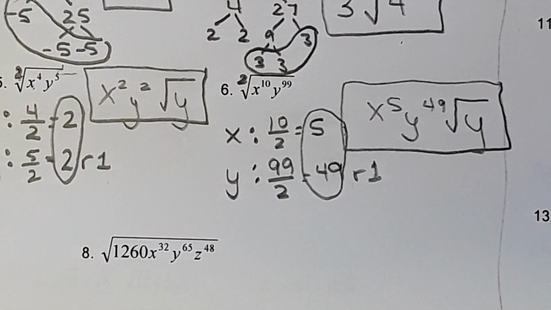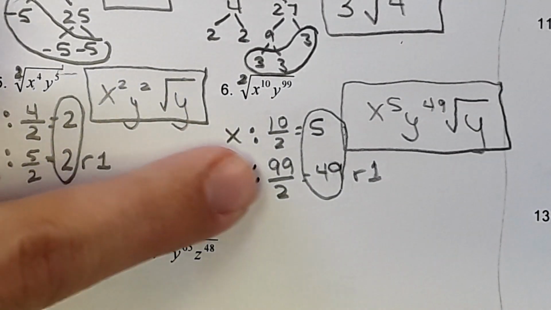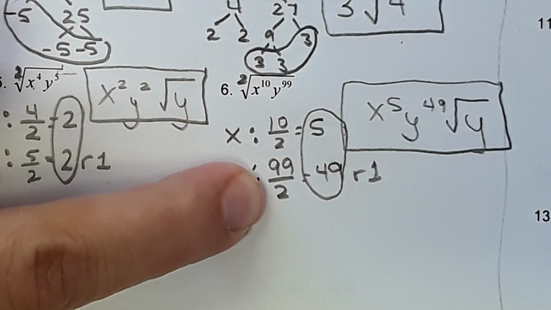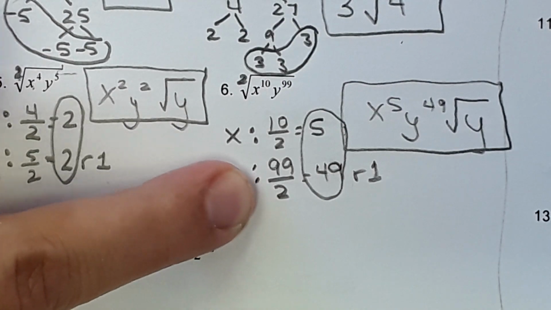How did you get 49 remainder 1? 99 divided by 2. Is it 1y inside the radical?